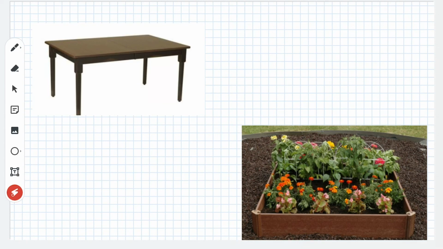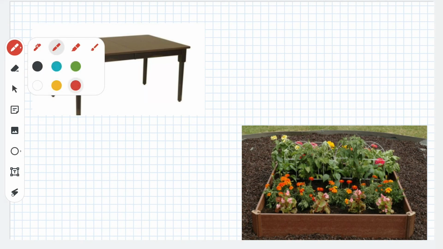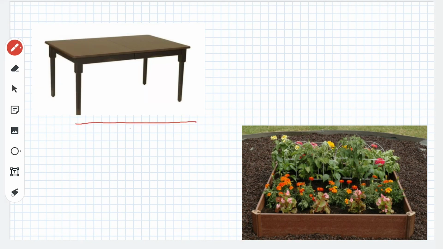Let's take a look at these two objects. The first one is a dining room table. If I wanted to find the perimeter of the dining room table, what information do I need to know? Absolutely, I need to know the lengths of each side. So let's say that the length of the longest side is 8 feet. And the length of the shorter side is 3 feet.